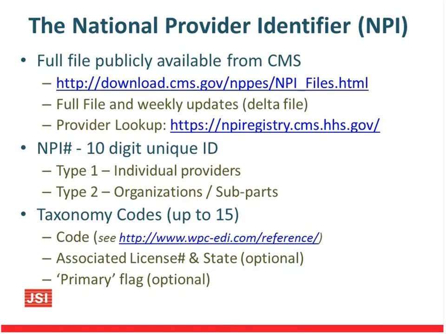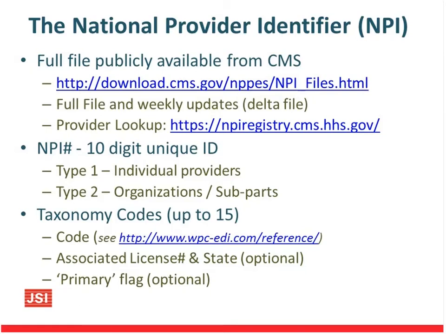Taxonomies have associated license numbers and states. Both of those things are optional, so they may or may not actually have the license number in the state listed. And then there's what's called a primary flag of whether it's considered their primary taxonomy. Again, that's not well defined, and it's also optional, so some people don't choose to connect one. But when you look at the file, it'll make sense.